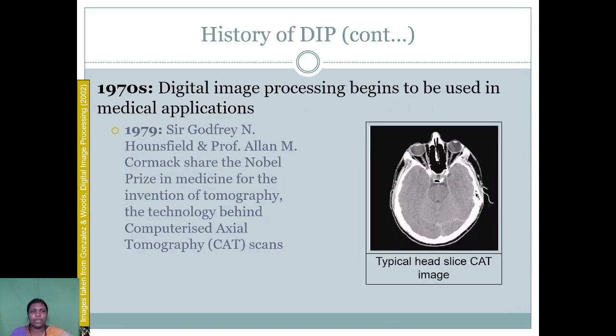And the next one, in the 1970s, digital image processing begins to be used in medical applications. In 1975, Sir Godfrey N. Hounsfield and Professor Alan M. Cormack shared the Nobel Prize in Medicine for the invention of tomography. The technology became computerized axial tomography scans, that is CAT scans. This is the picture of a typical head slice CAT image.